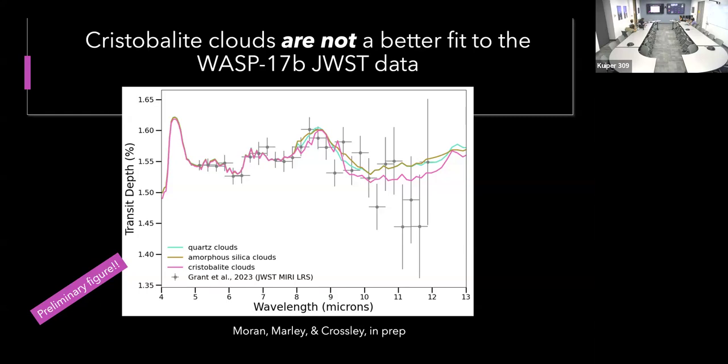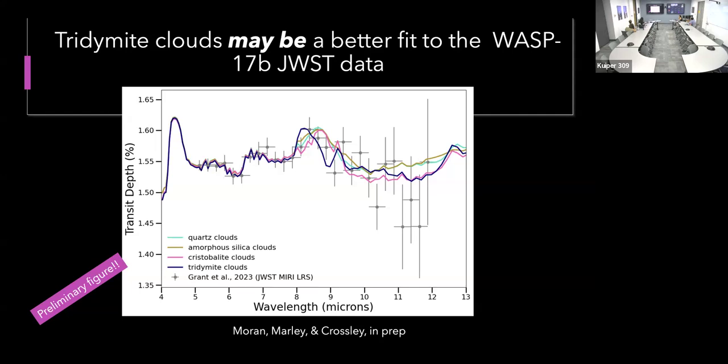And this is, again, preliminary data. I have not actually run statistics against this. This is chi by eye fitting. Work in progress. But at least by this metric, cristobalite doesn't look like it's the greatest fit. So next we go to tridymite. It is capturing this peak better, but maybe is almost too blue based on how that peak is. So again, I actually have to run statistics on this to see what is in fact the best fit, but this maybe is promising that tridymite is doing a better job.